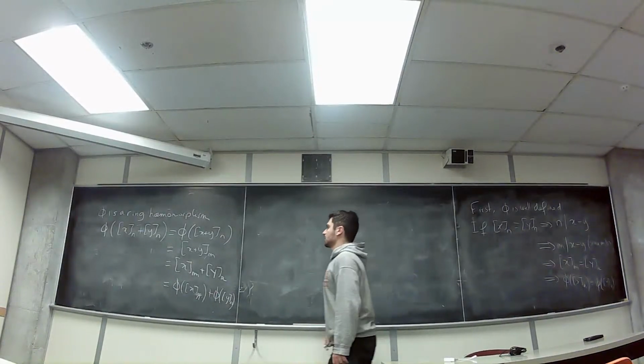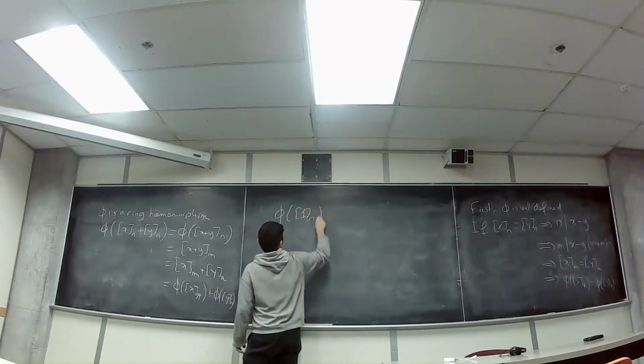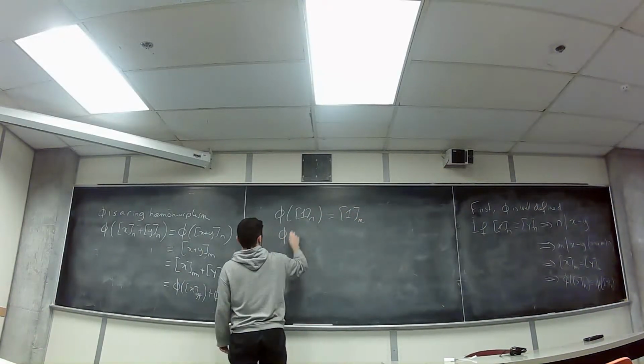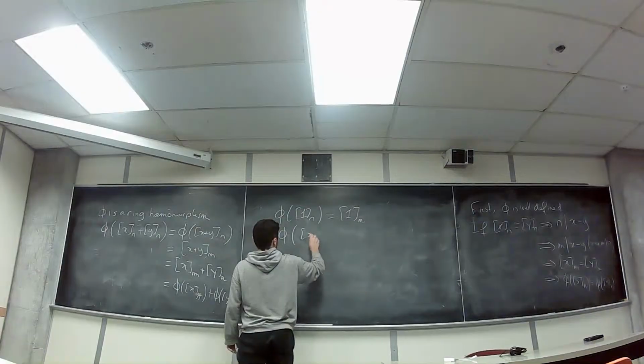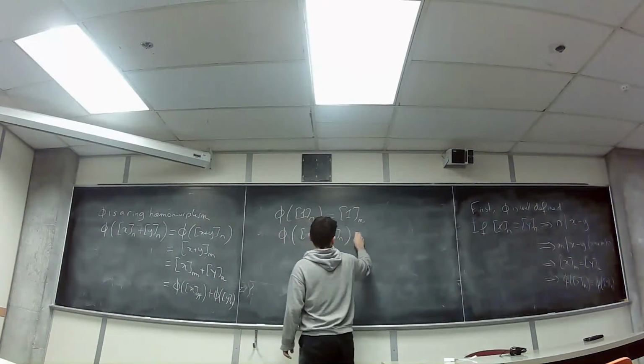Okay, now what do I have to check? I have to check that phi of 1 mod n by definition is just 1 mod n, that's good. And then phi of x mod n, y mod n.